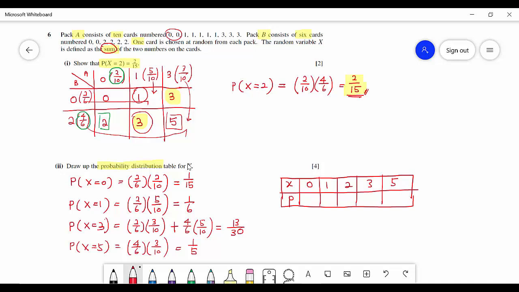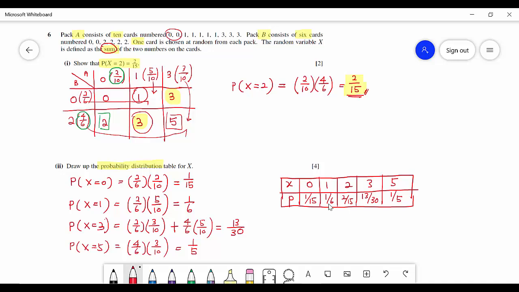So for all the probability here, what you can put is 1 over 15 for x equals 0. Then for 1 is 1 over 6. For 2 is 2 over 15. And then for 3 is 13 over 30. And the last one will be 1 over 5. So this is what we have for the probability distribution.